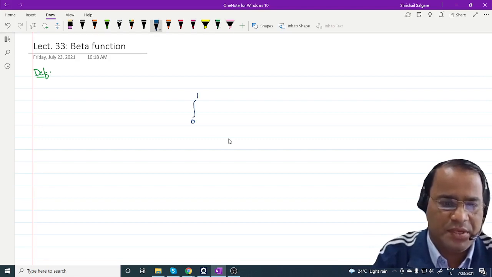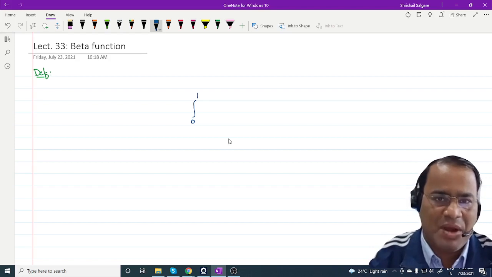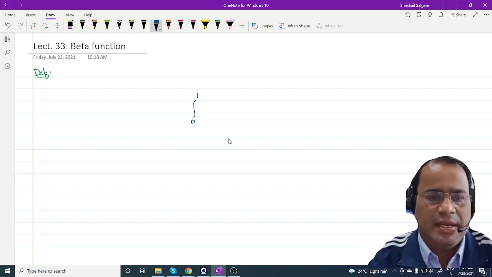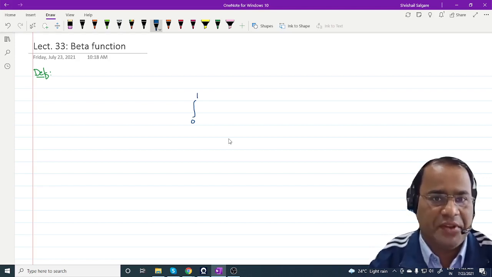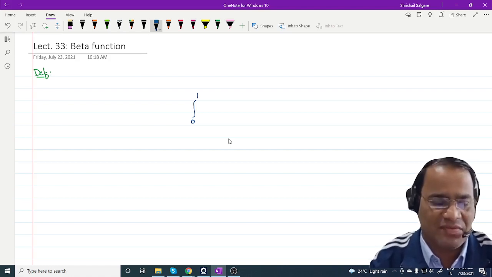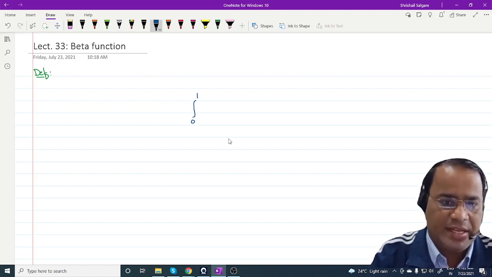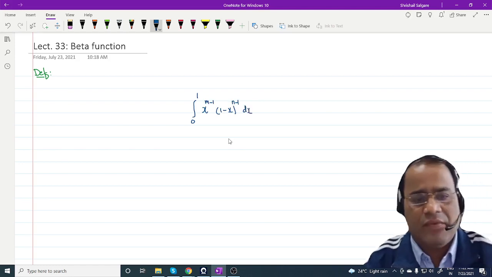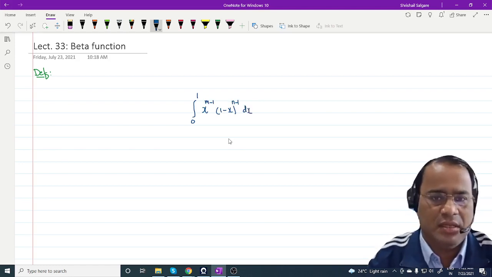What is the first difference? In the gamma function, you have the limits of the integral from 0 to infinity. But in this case, you have the limits from 0 to 1. That is a finite range. And the integrand is defined by x raised to m minus 1 into 1 minus x raised to n minus 1 dx. And when you evaluate this integral, once again it defines a function of some variable.